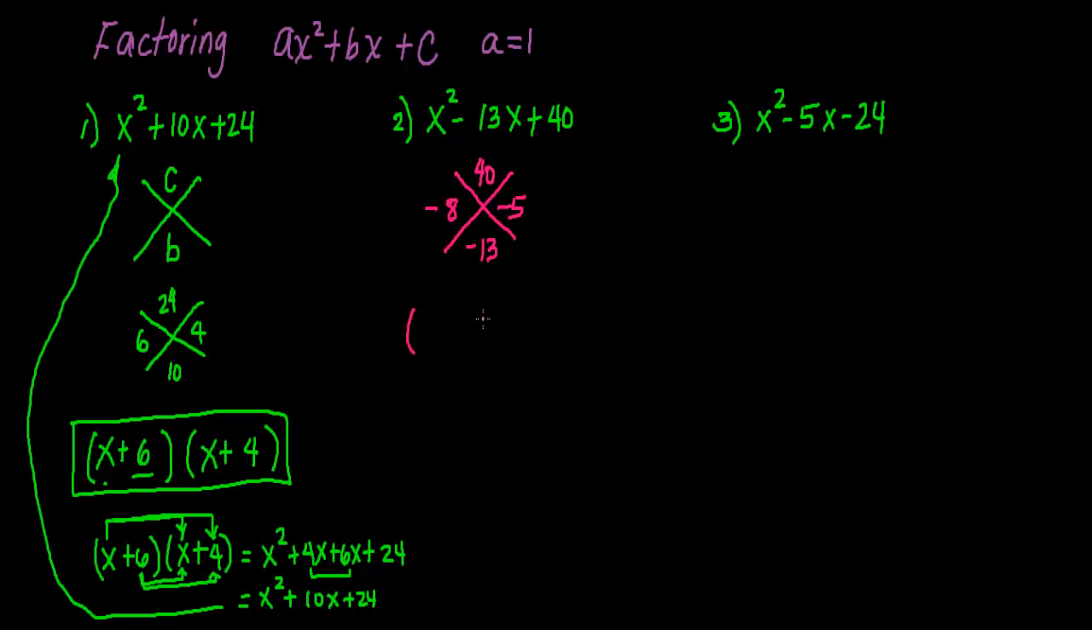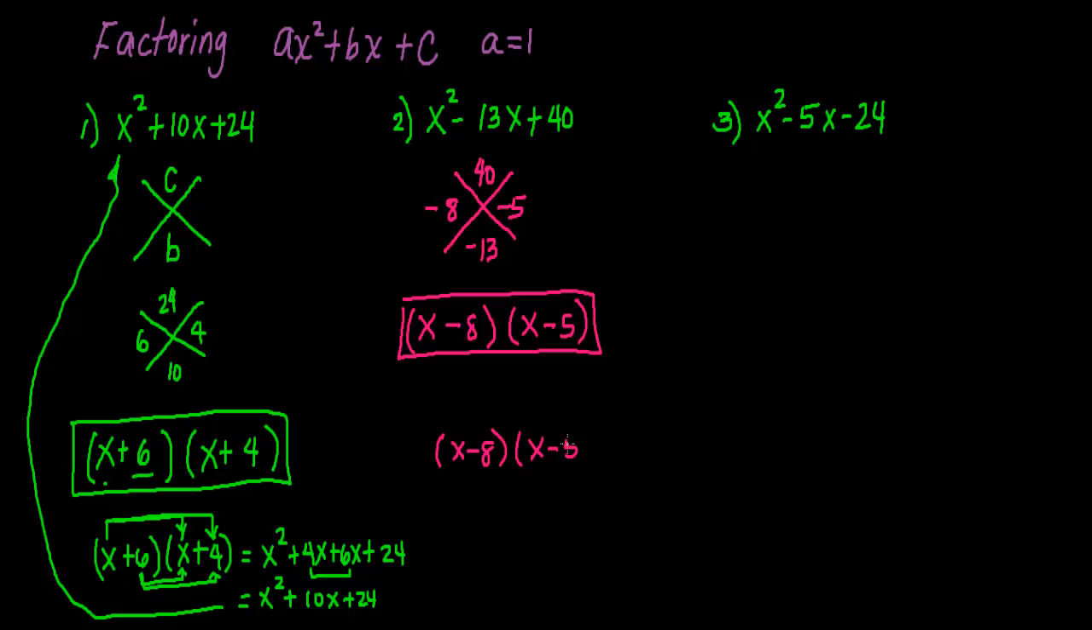So you write the setup, and the setup is always x and x, and the numbers that go next to that are the numbers that you found. Negative 8, negative 5, and this is your answer. And you can use FOIL to check it out. So let's check this out. X minus 8 times x minus 5.